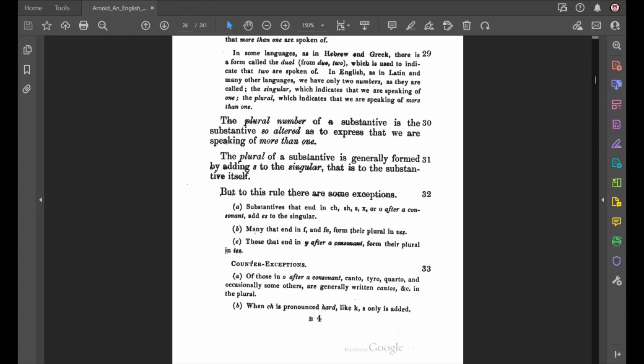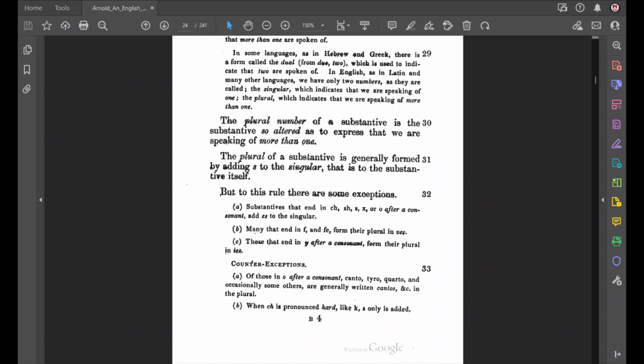Now the reason why these words don't follow the normal rule is because these words, like canto, is actually a word that's taken from another language. It's not really an English word. Canto means a song in Italian. So we can see this exception to the exception is because it's not actually an English word.